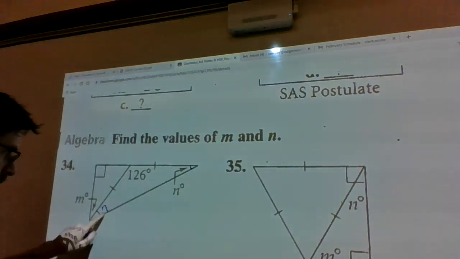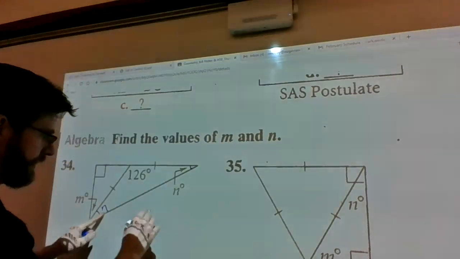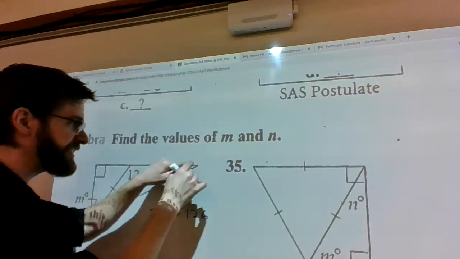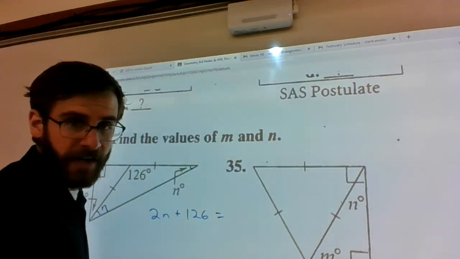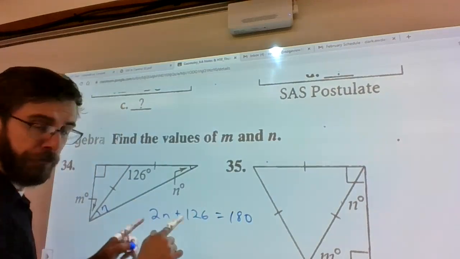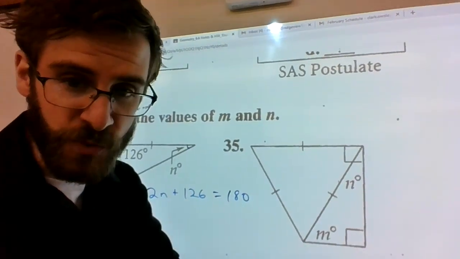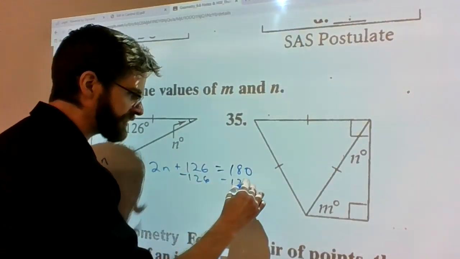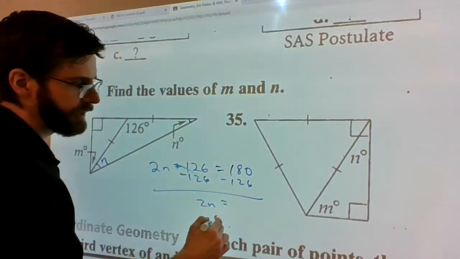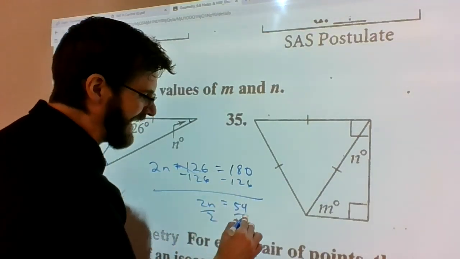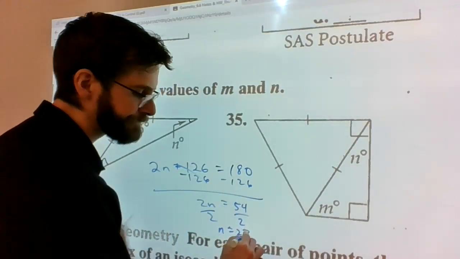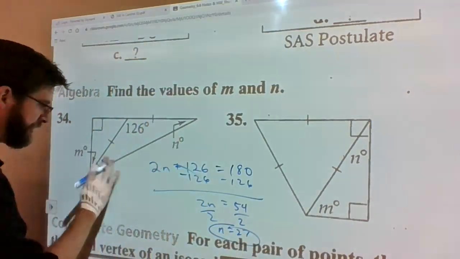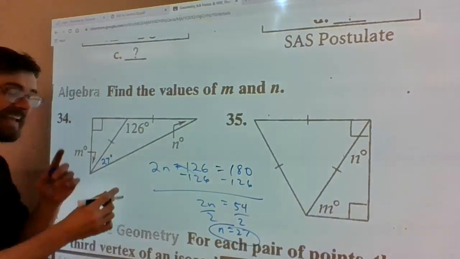Again, n plus n, so 2n, plus the 126, they make up the three angles of this obtuse triangle. They have to add up to 180. So if I solve for n, that's going to get us one step closer to solving for m. So subtract 126 from both sides. You get 54. n equals 27. So we solved for the first one.